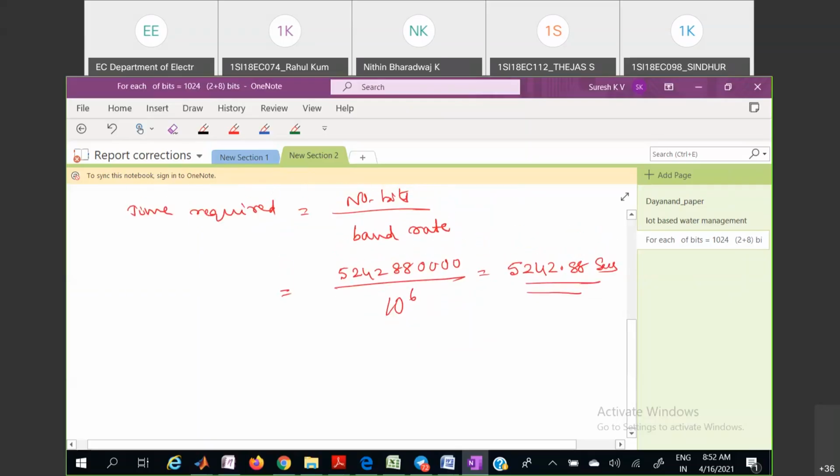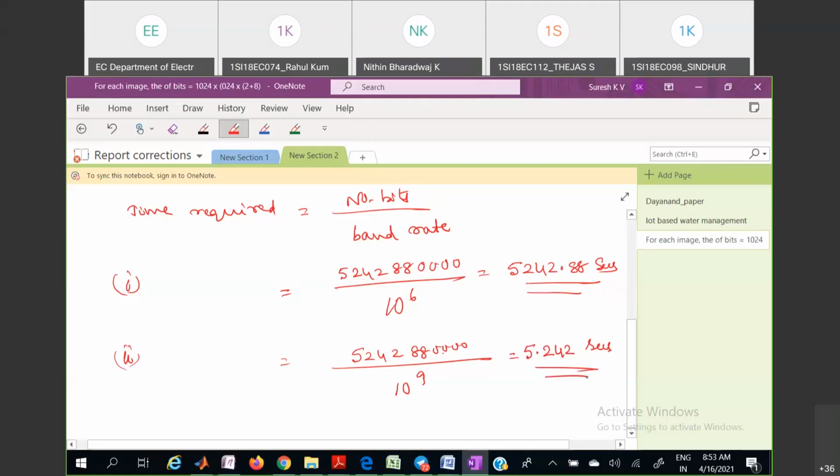So this is for the first one. The second one, same thing, but now the baud rate is different. I think this is a simple calculation. I think the baud rate is 10 to the power of 9. So 1, 2, 3, 4, 5, 6, 7, 8, 9. Is it 5.242? Okay, is the problem clear? Any doubt? Yes, sir. Okay.